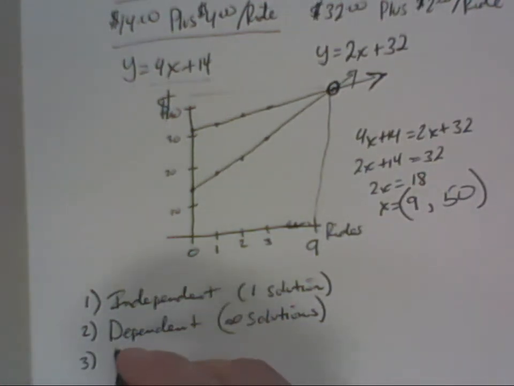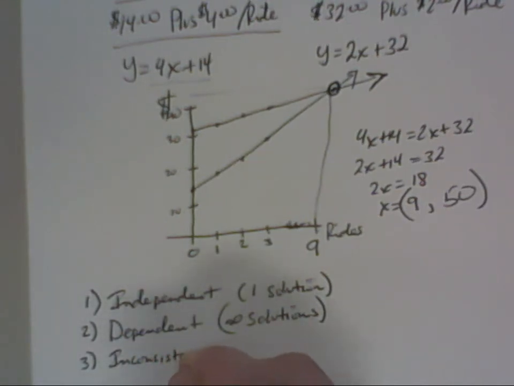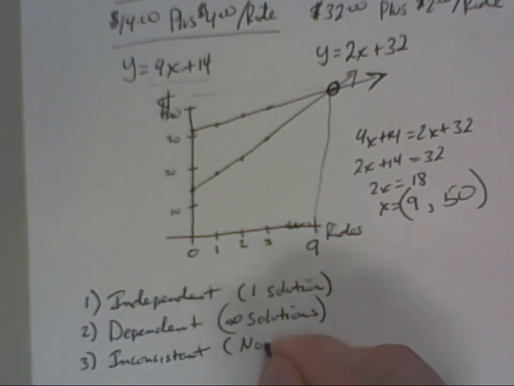The third type is what's called an inconsistent system. An inconsistent system is one that has no solutions.